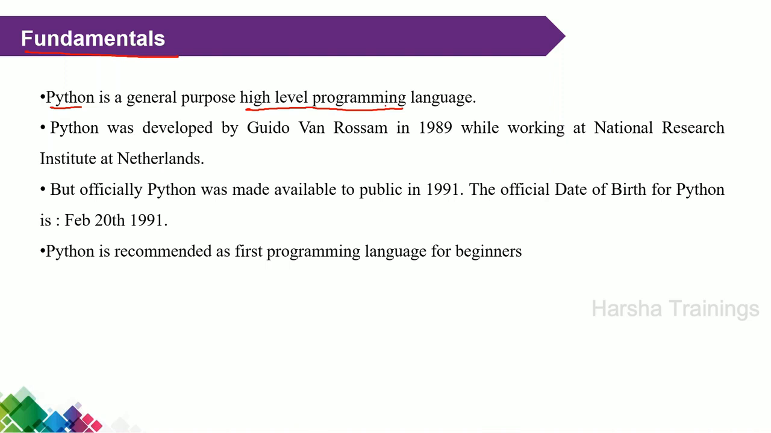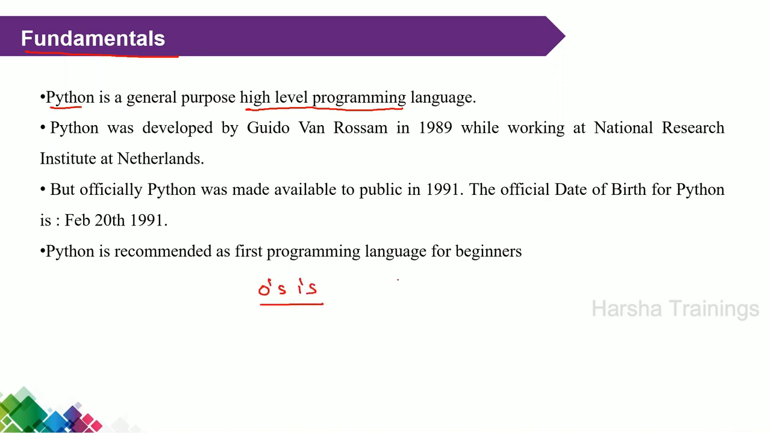Remember, we have three levels of programming: machine level, assembly level, and high level. Machine level means the language that is understandable by the machine. What do you mean by machine? Machine means the computer. So the language that is understandable by the computer is called machine level language. Machine level language only uses zeros and ones.